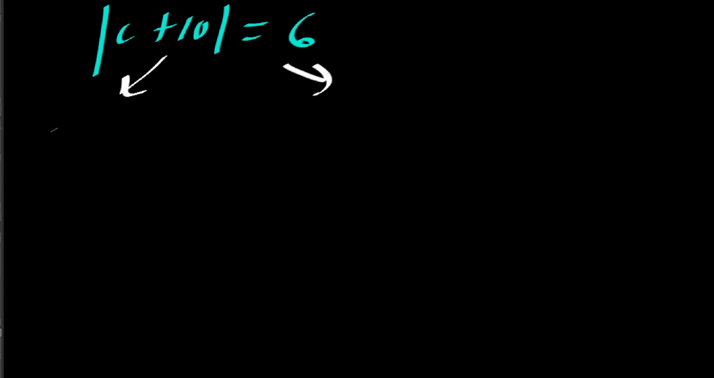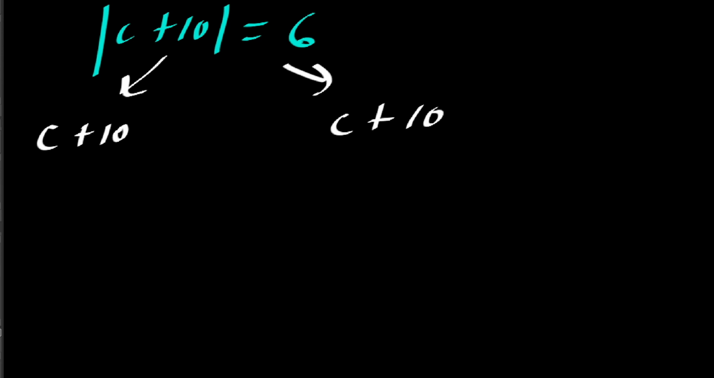So now let's finish this problem off. So the absolute value of c plus 10 equals 6. Now once again, when we solve an absolute value equation, we have to get the absolute value isolated. That's what we did here. Now we have to make 2 cases. We're going to take what's in the absolute value. That's going to be used for both cases.